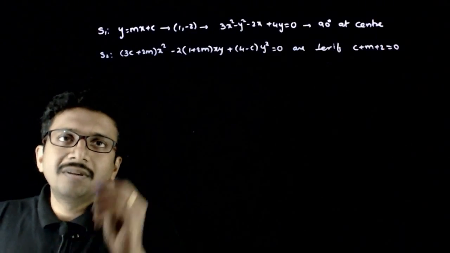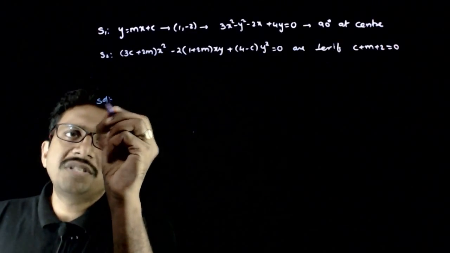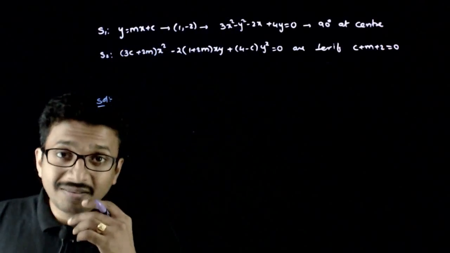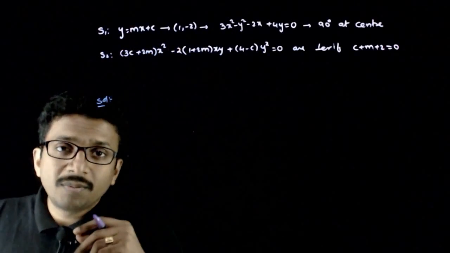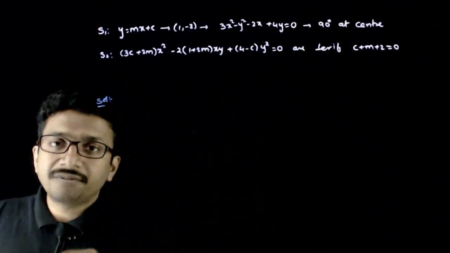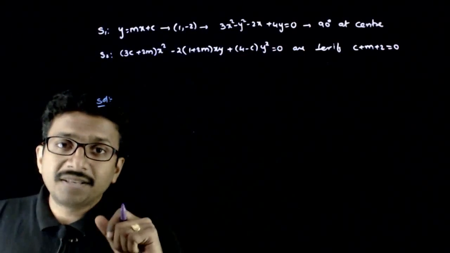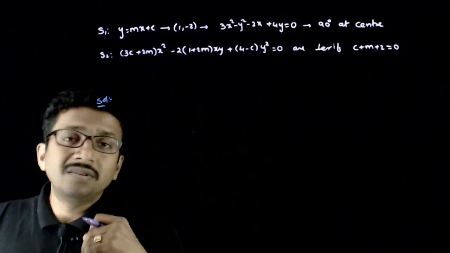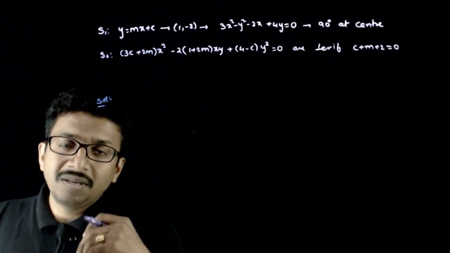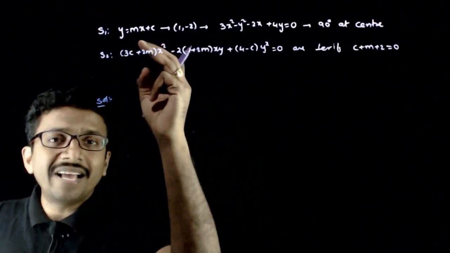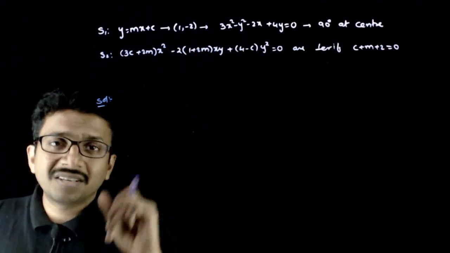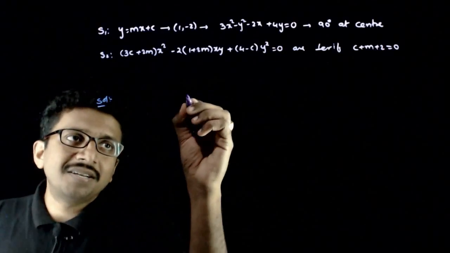So welcome students. In this question you are given two statements. Statement 1 is that we have a chord y = mx + c which passes through (1, -2) of the curve 3x² - y² - 2x + 4y = 0. And it's given that any chord passing through this point (1, -2) of this curve subtends 90 degrees at the center.